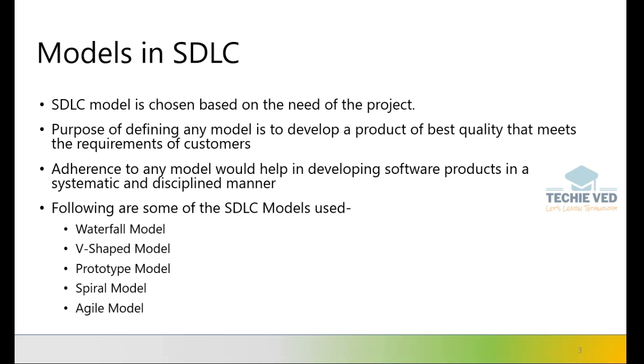Remember that adhering to a specific model that you have identified will always help in systematically developing the product in a disciplined manner, and this is a very good help for your client. From a customer standpoint, it is always helpful. Some of the models we'll talk about today are the waterfall model, V-shaped model, prototype, spiral, and agile. I'm not saying these are the only models; these are the basic ones from different areas, and a good start.